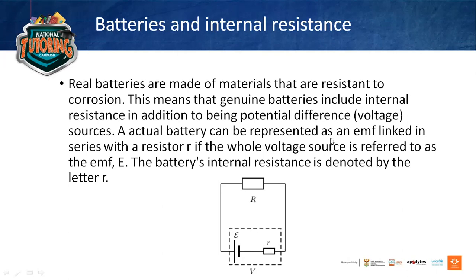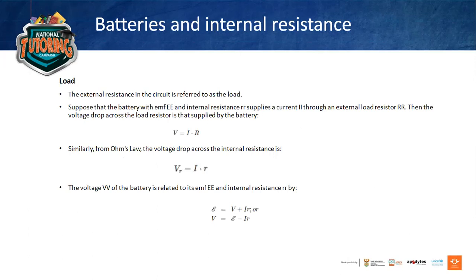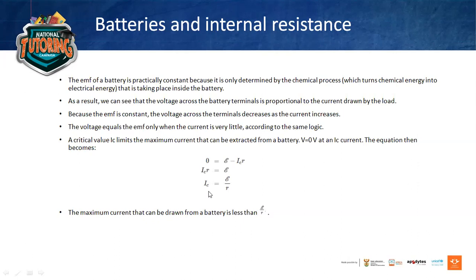They say an actual battery can be represented as an EMF linked in series with a small resistor, if the whole voltage source is referred to as the EMF. The battery's internal resistance is denoted by the small letter r, which is what we have here. So sometimes you'll find that in your exam or in your test, they ask you a question to calculate the internal resistance. But you saw in our previous question, they didn't mention that the internal resistance is ignored. So if it's not ignored, then you're going to have to calculate it. So how do we go about working out our internal resistance?